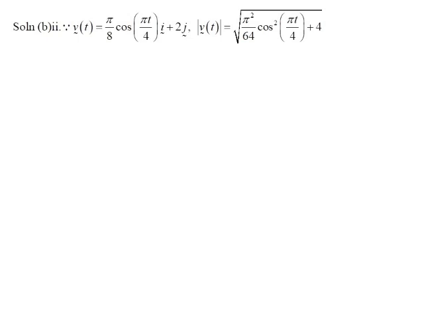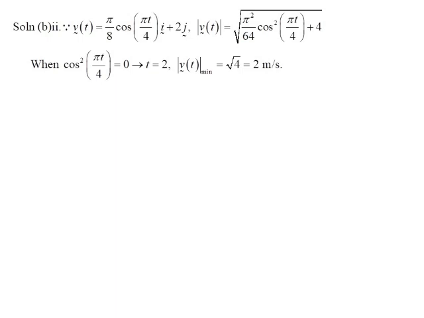And since v of t equals pi over 8 multiplies cosine of pi t over 4 i plus 2j, the speed of the ball equals square root of the sum of pi squared over 64 multiplies the square of cosine of pi t over 4 plus 4. Hence, when the square of cosine of pi t over 4 equals 0, which implies when t equals 2 seconds, the speed of the ball reaches its minimum, which equals 2 meters per second.